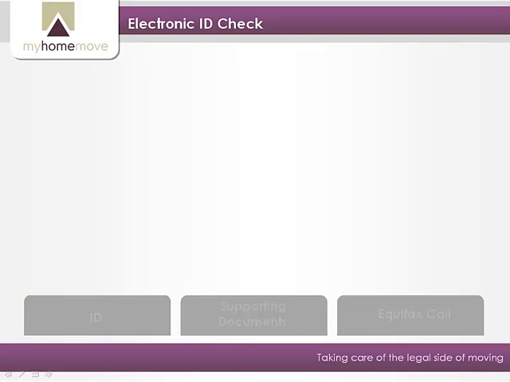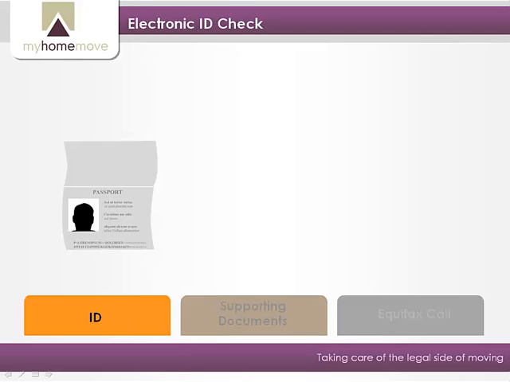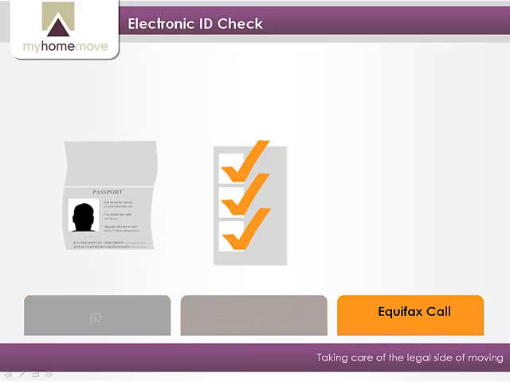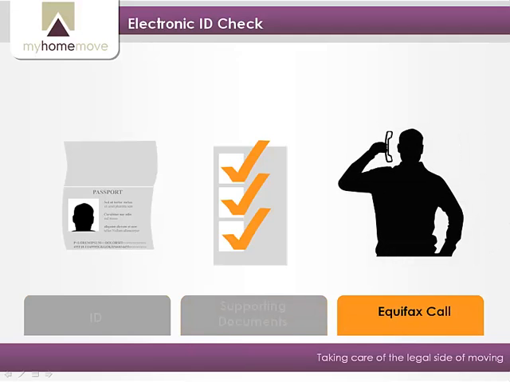Something we do in the very early stages of the case is an electronic ID check. We will also request ID from the client, and this includes passport, bank statements, driving licenses, and any other supporting documents that might be necessary. We will also do an Equifax call with the client. The reason we do this is because we don't get to meet the client face to face.